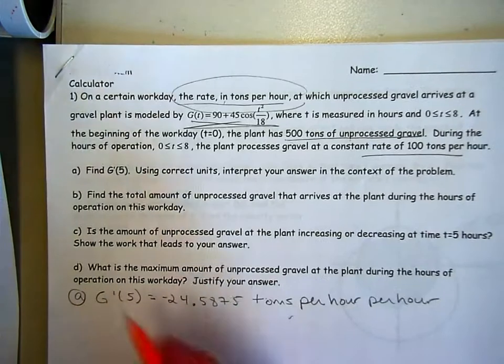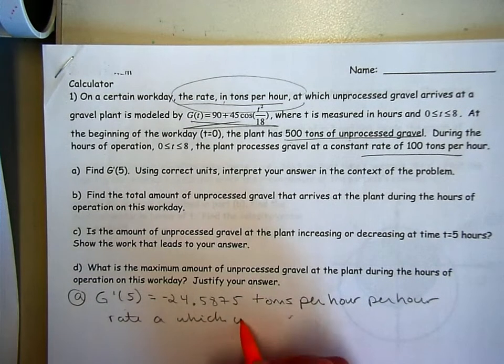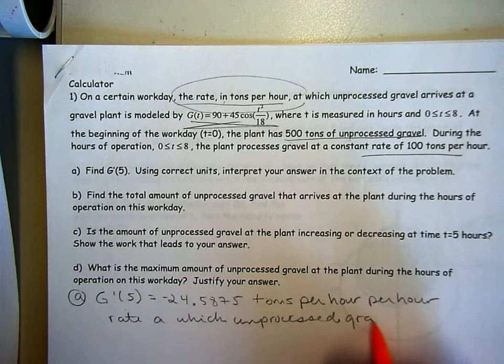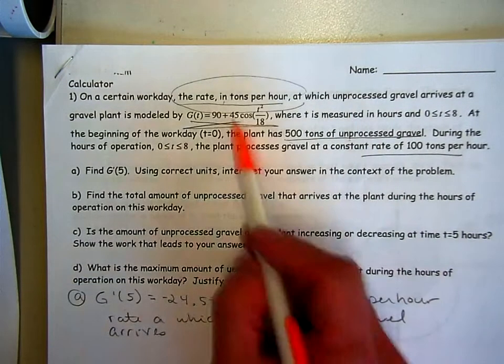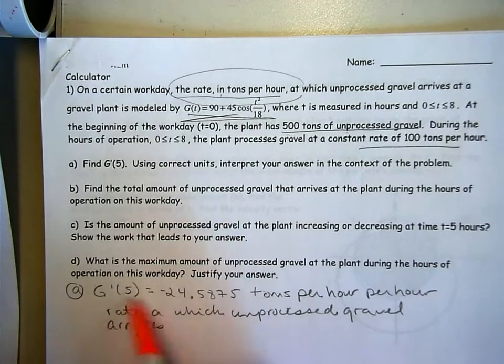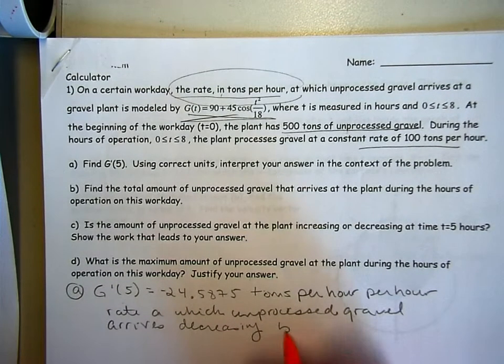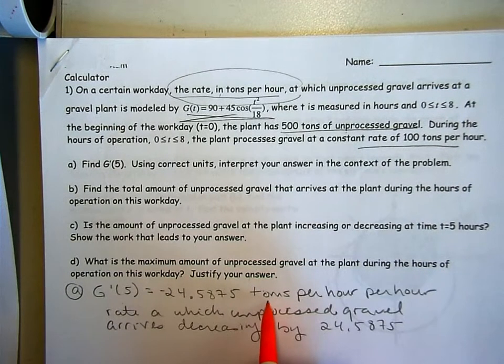So this is saying the rate at which unprocessed gravel arrives. Okay, so that's talking about all of G, but I took the derivative and it's negative, so I can just say this is decreasing by 24.5875, and I talked about the unit, which is tons per hour at t equals 5 hours. Make sure you mention what that 5 represents.